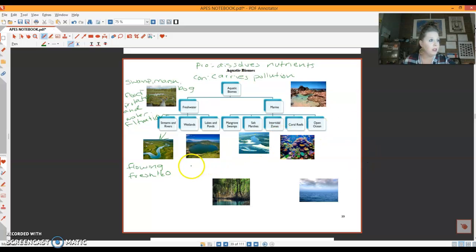The lakes and ponds, y'all know this. This is standing water. On the next page of notes, we're going to look at the actual different layers within ponds, but for right now, it's standing water. Okay. Now, let's look at the other side of this picture, and these are all going to be our marine or saltwater ecosystems, and there are several.